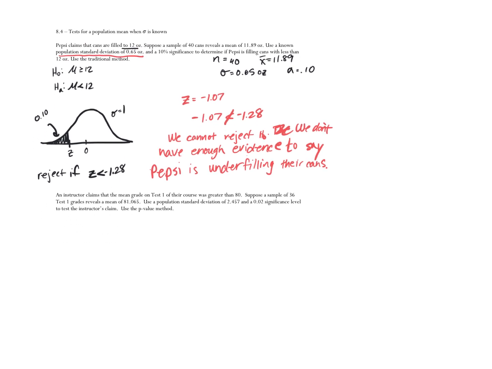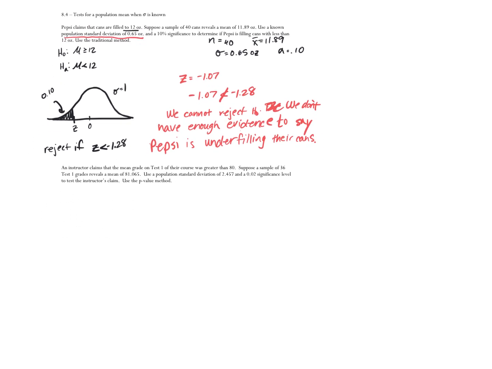Okay, so you guys, let's look at this one next. This time, notice that I'm asking you to use the p-value method instead. And this is a good guide for what your test will look like, where you'll have a question and I tell you which method to use. And the majority of them are running tests, 3 of the 8 questions are running tests. Okay? All right, and the instructor claims that the mean grade on test number 1 of their course was greater than 80.